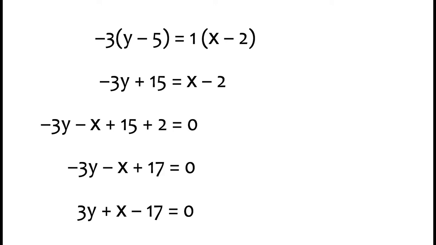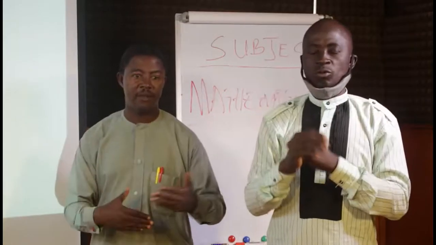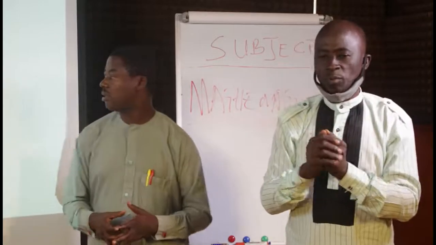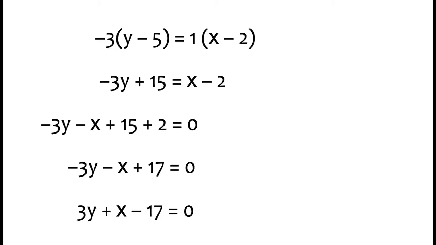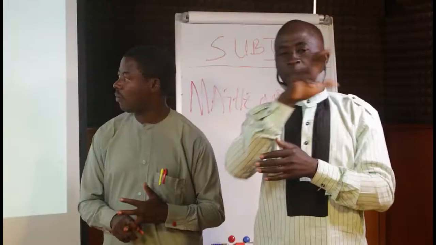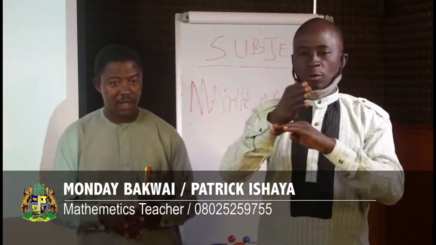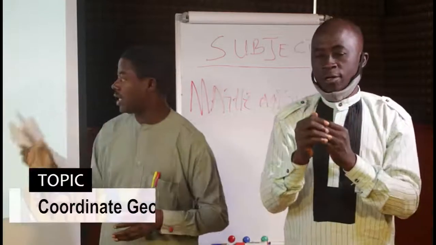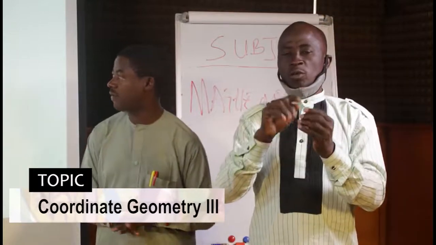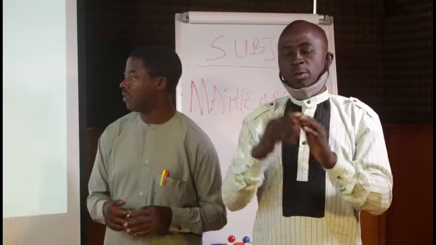So to the right hand side we have 1 times x, we have 1x, and 1 times minus 2 equals minus 2. Now simplifying, all the variables together, equating it to 0: minus 3y minus x, because it crosses the equality sign, and when it crosses the equality sign, the sign must change from positive to negative and from negative to positive.